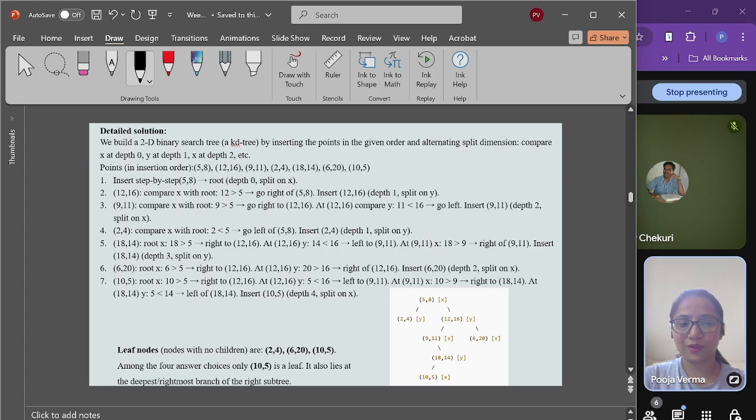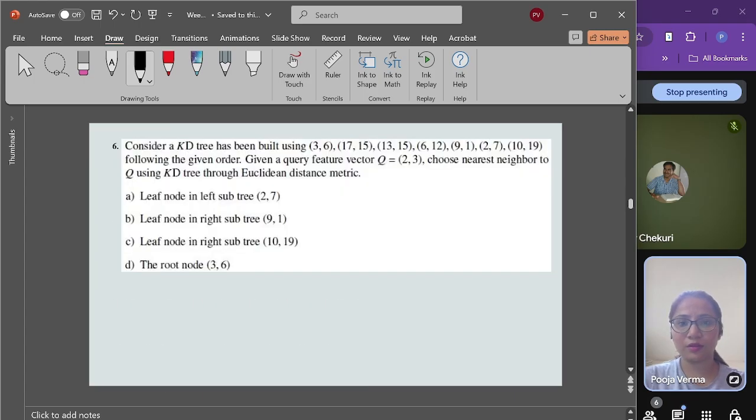Okay, so moving to the next question. Next question is also based on that. Consider a KD tree has been built using 3, 6, 17, 15, 13, 15, 6, 12, 9, 1, 2, 7, 10, 19 following the given order. This is a given order of the KD tree. Given a query feature vector Q, choose the nearest neighbor to Q using the KD tree through Euclidean distance matrix.